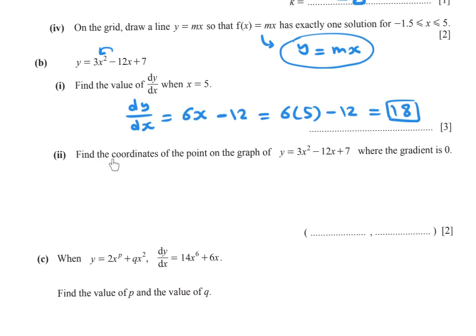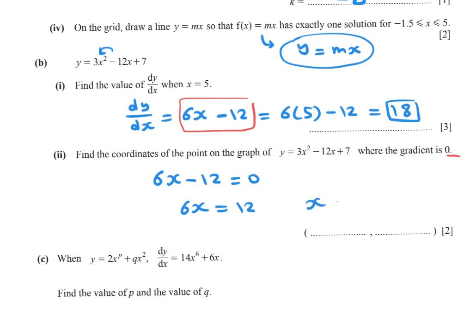Part (ii). Find the coordinates of the point on the graph y equals 3x squared minus 12x plus 7 where the gradient equals 0. We found the gradient before. This is the gradient. Now I need the gradient equals 0, so equate this to 0. So 6x minus 12 equals 0. Now solve for x. 6x equals 12. Divide by 6, so x is 2.